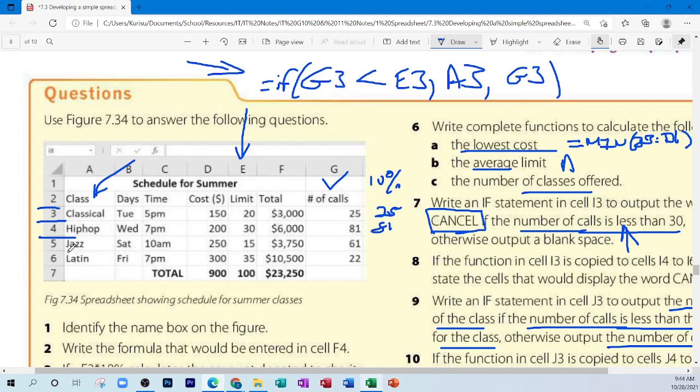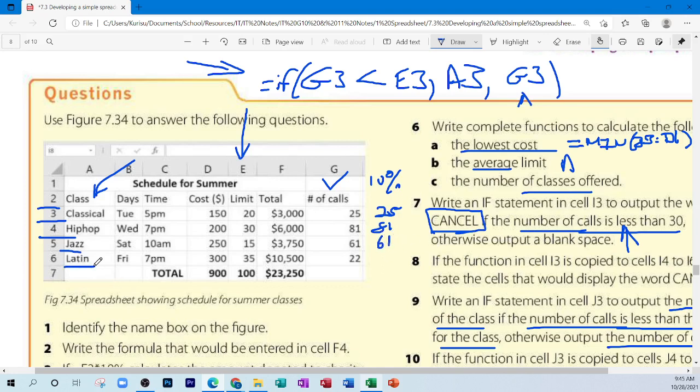Good. Jazz. 6 to 1. Is G3 less than E3? Is 6 to 1 less than 15? No, that is false. So we go with the false answer once again. That's going to be 6 to 1.